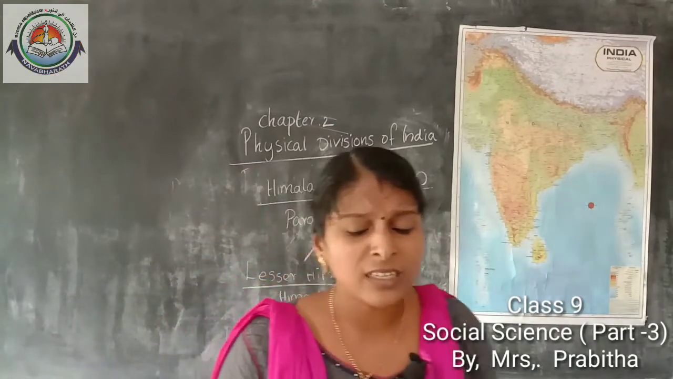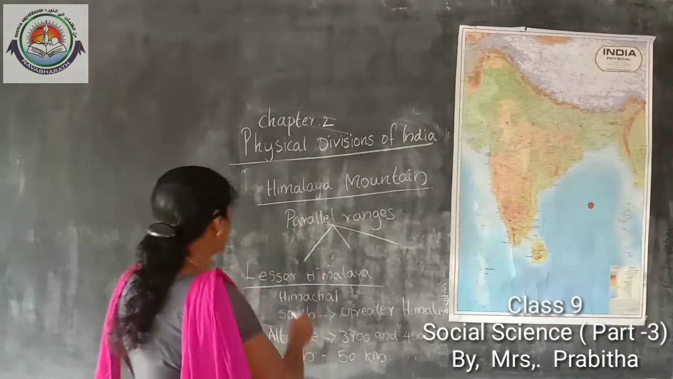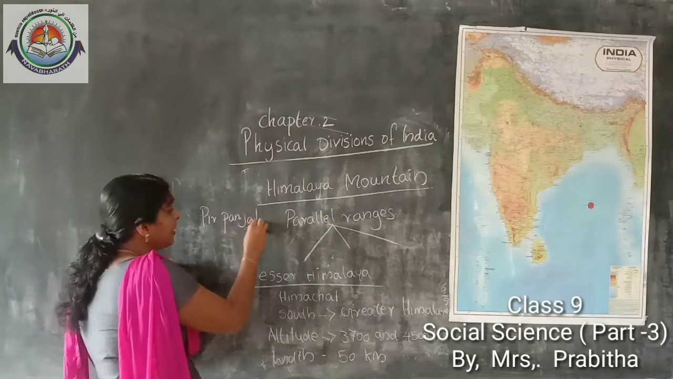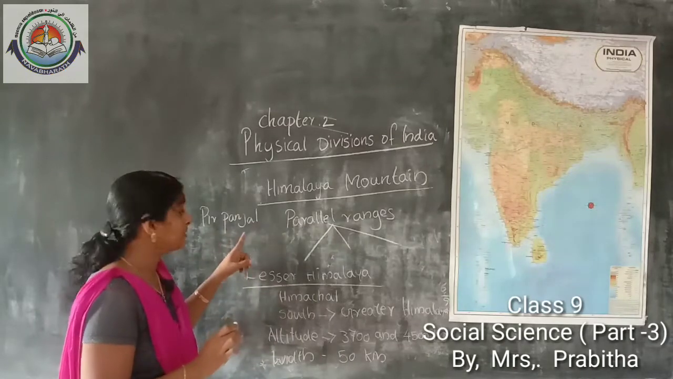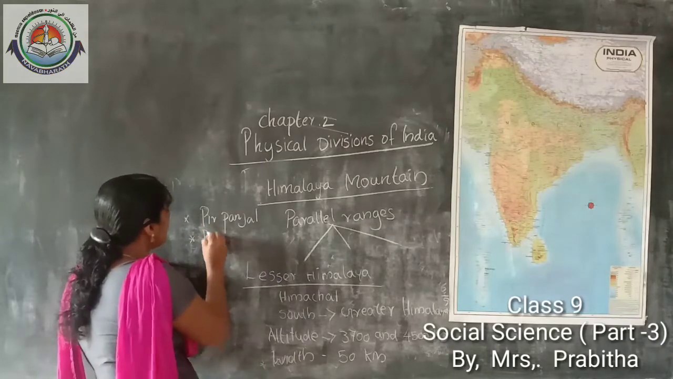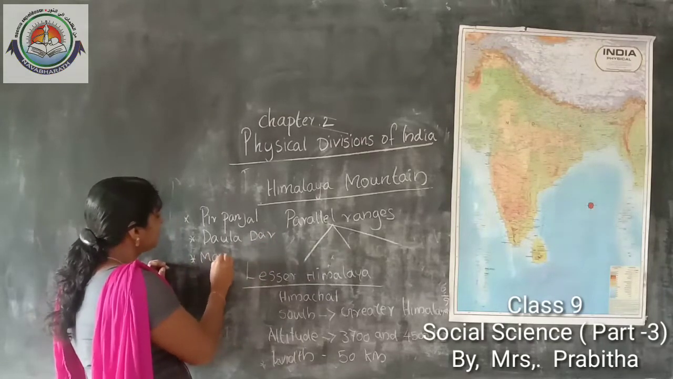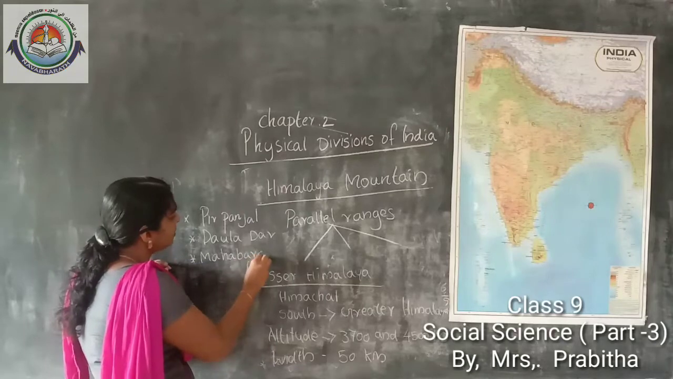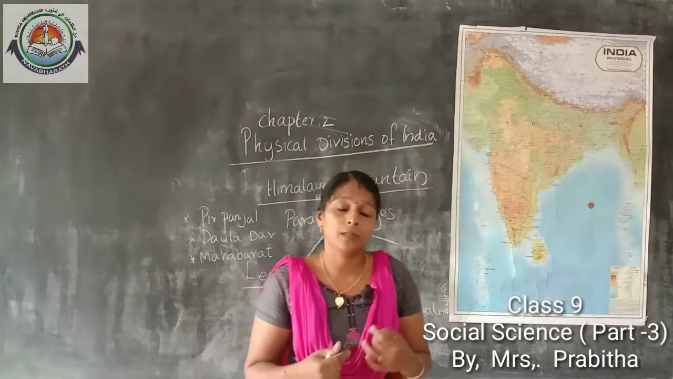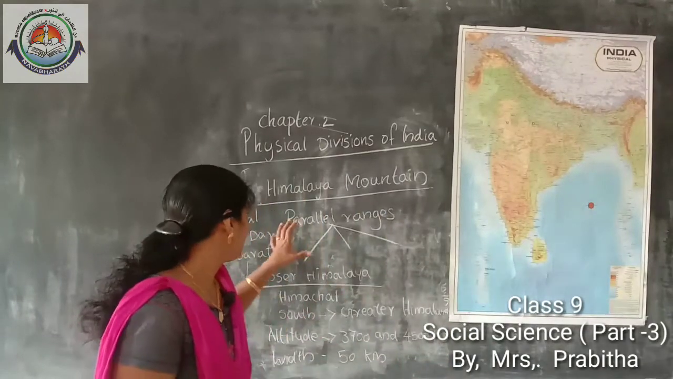One of the most important and longest ranges in Himalaya is the Pirpanjal range. Other important ranges here are Dhauladhar and Mahabharat ranges, and this Himalaya is famous for its hill stations. Hope you all understood about Lesser Himalaya.